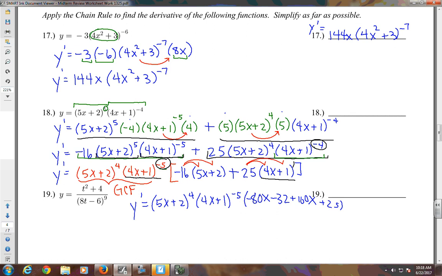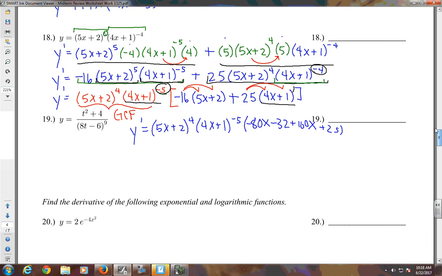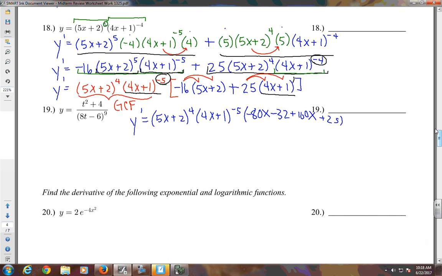So here's the point. Like I said, if you need to attach notebook paper or flip over and work this on the back side, feel free to do so. Working on this last parenthetical element, we need to combine like terms, and I think we'll be home free. So combining like terms, we have negative 80x plus 100x. That's going to combine to give me 20x. And then we have negative 32 plus 25. That gives me a negative 7.